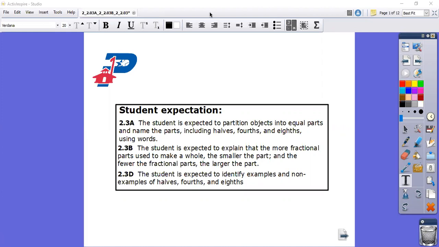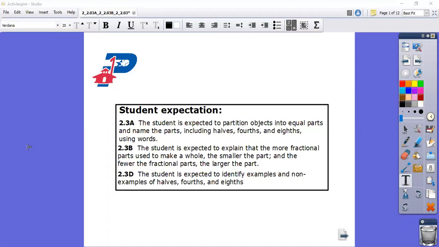We are going to be taking a look today at fractions. So this is a brand new SE for us, something you have not seen before yet in second grade. And we're going to talk a little bit about what we're going to be doing with this SE. So our student expectation, our SE, we're going to look at what happens when we partition or cut objects into equal parts. And we're going to name those parts.